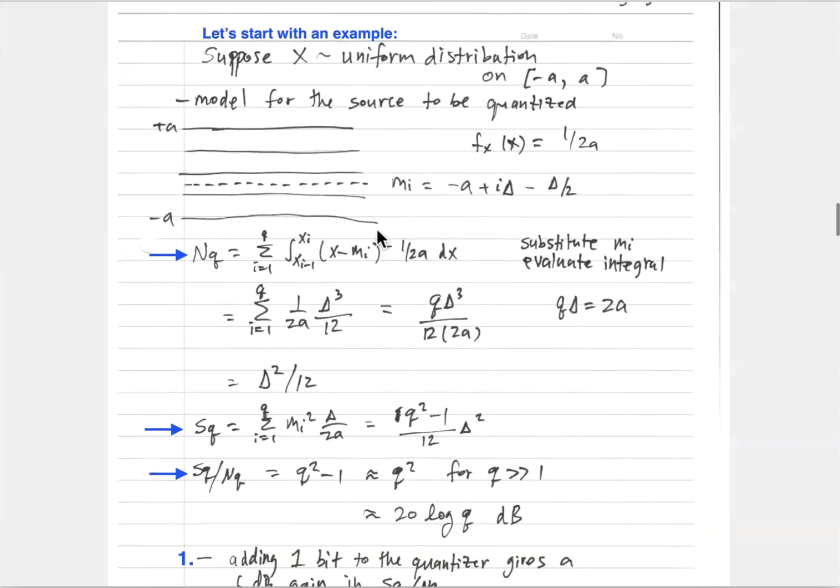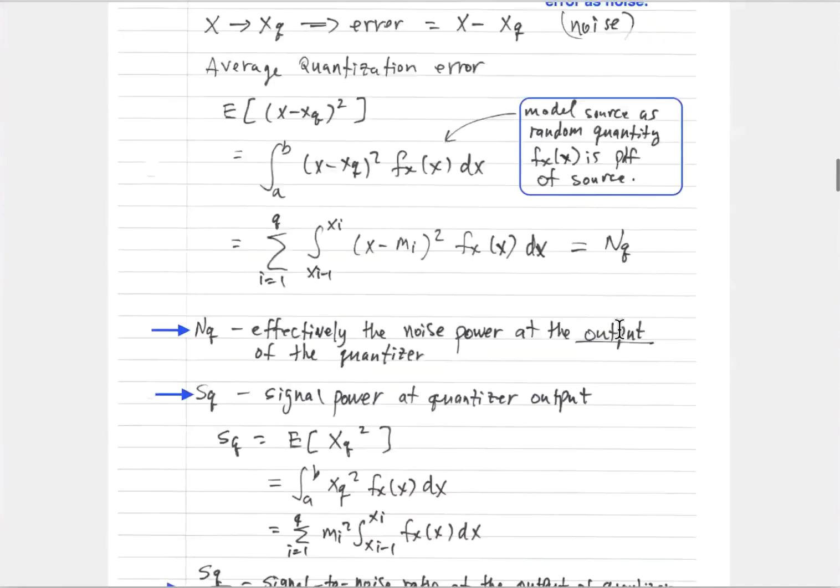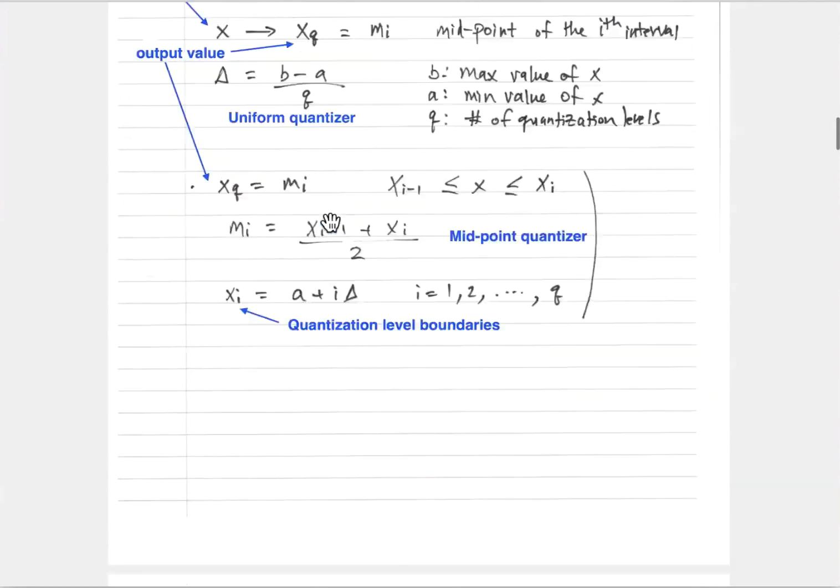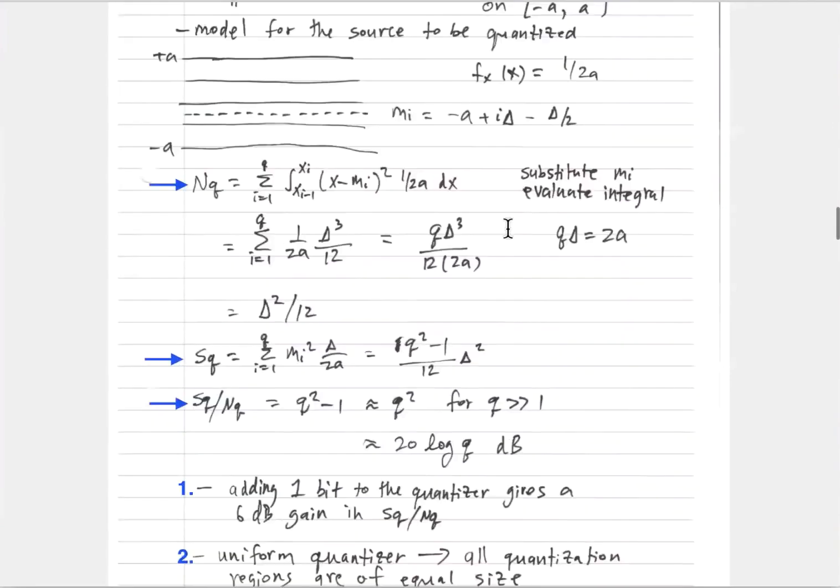In this example, we see that if I have Q levels and the dynamic range is 2A, delta is just 2A over Q, right? Remember, we did that here. Delta was just the dynamic range divided by the number of levels. So delta is 2A over Q, so Q delta is 2A, and I use that here. Once you work that out, you will get that NQ is just delta squared over 12.